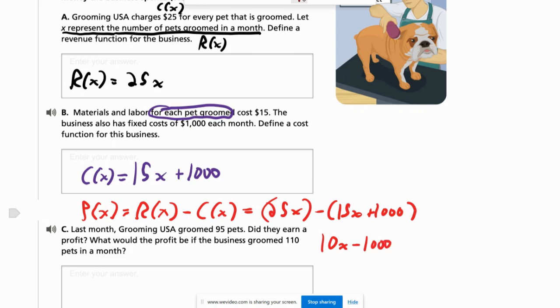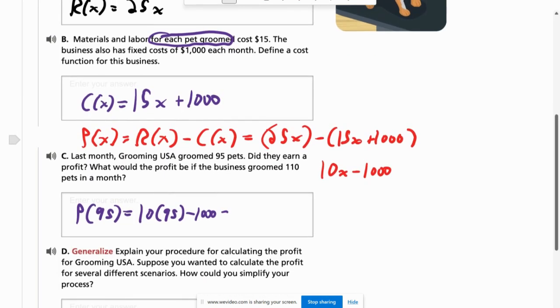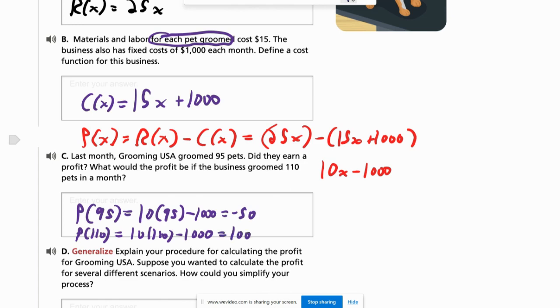So it says if we groom 95 pets, P of 95, plug that in, 10 times 95 minus 1,000, did we earn a profit? Well, 950 minus 1,000 is negative 50. No, we did not. We actually lost $50. And what would the profit be if the business groomed 110 pets per month? Well, we could just do P of 110 to be 10 times 110 minus 1,000. 1,100 minus 1,000 would be a profit of $100.